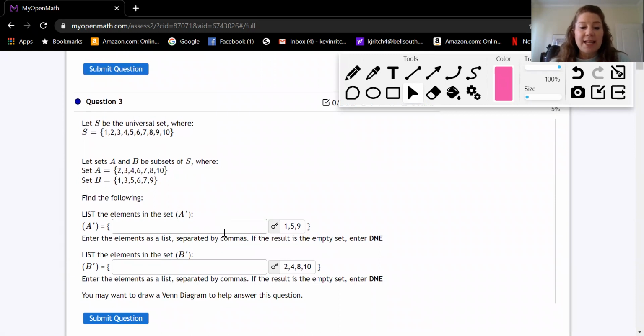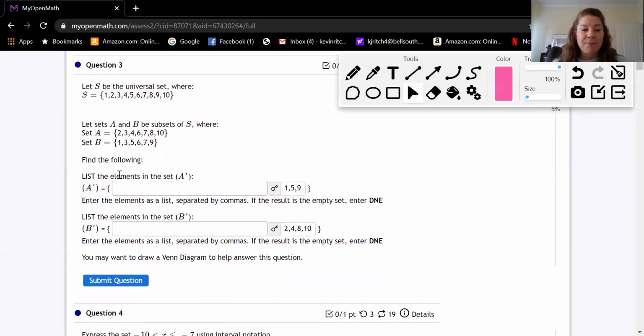Now, number 3 is asking about the complement of. The complement means basically like the opposite of. So since the universal set here goes from the whole numbers from 1 to 10, and set A doesn't have a 1, then the complement of A would have a 1 in it, because it's going to be what set A doesn't have, the opposite of set A. Same thing with the complement of B.